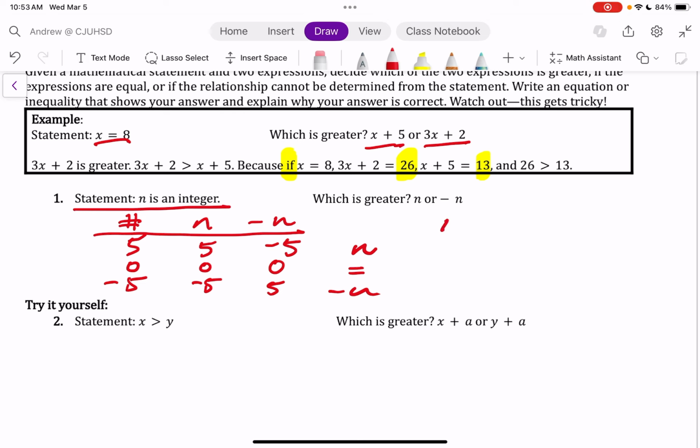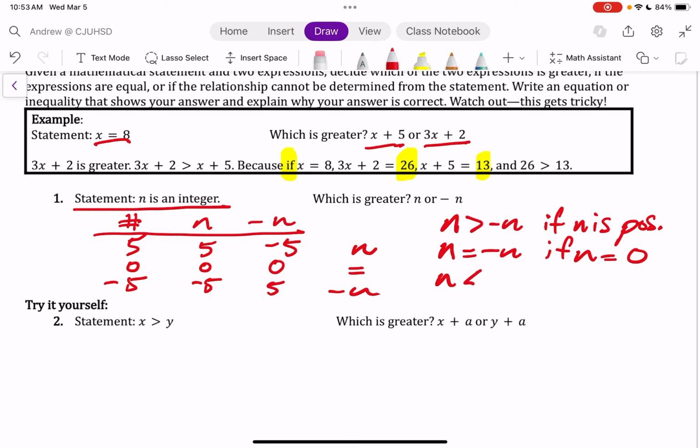So you can say n is greater than negative n if n is positive. You can say n is equal to negative n if n equals 0. And finally, n is actually smaller than negative n if n is negative. That's an example of opposites.